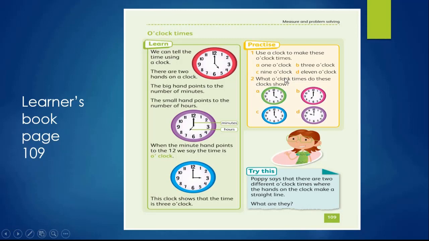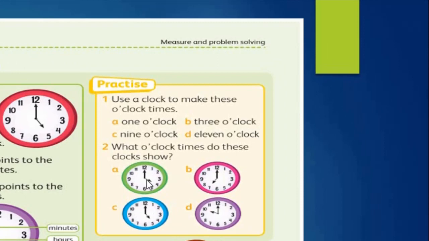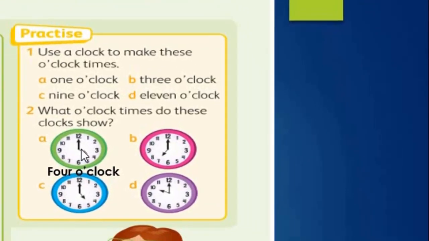Okay, here we have practice. Number 2. What o'clock times do these clocks show? Look at A. The small hand is on number 4. The big one is on number 12. So what time is it? It is 4 o'clock. Why? Because the small one is on 4, the big one is on 12. That's why it's 4 o'clock.